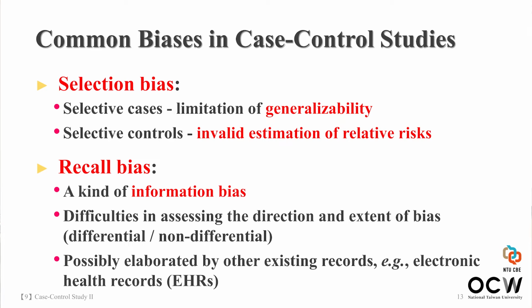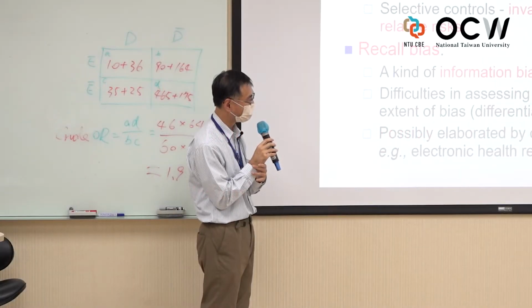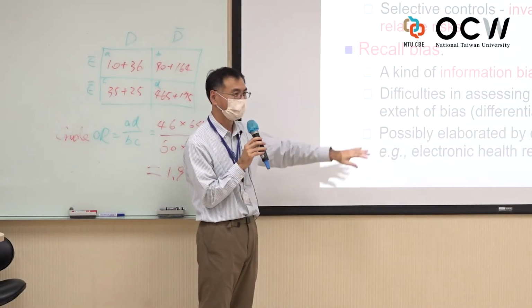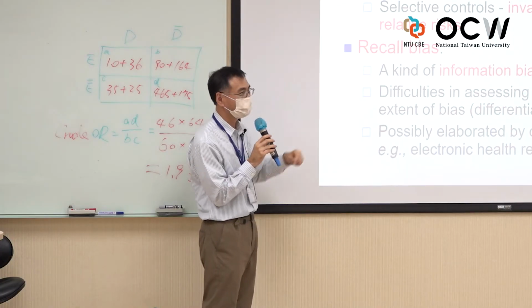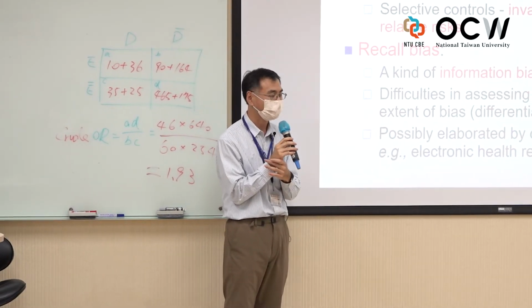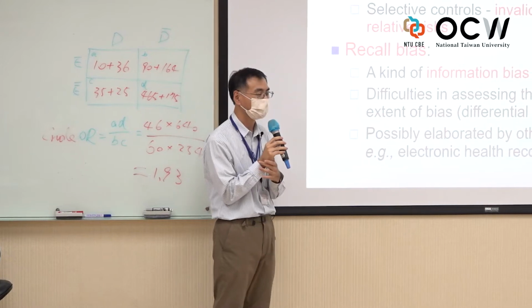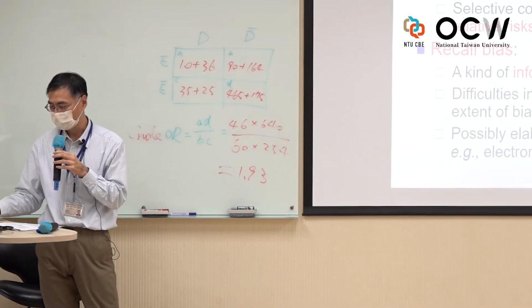Differential means non-random, and non-differential means random. The best way to deal with it is to try to corroborate it with other existing records, like electronic health records, the acronym being EHR. If we have records, then we could double check whether there is a possibility of recall bias. Without other sources of data, it will be very difficult to assess the direction and the extent of recall bias, no matter whether it is differential or non-differential.